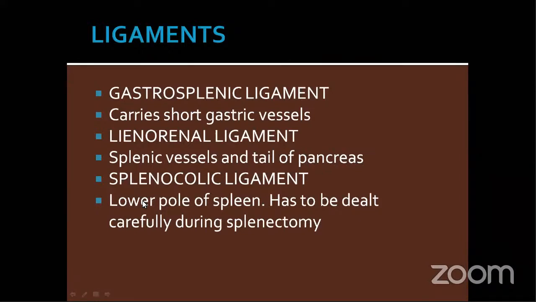There is another ligament called the splenocolic ligament. As the name suggests, this ligament connects the colon and the spleen. There is another ligament called the phrenicocolic ligament. Phrenic means it connects the diaphragm and the colon, and it also supports the spleen. Very importantly, near the lower pole of the spleen, it has to be very carefully dealt with during splenectomy, because it might cause injury to these ligaments, and invariably it will cause torrential bleeding.